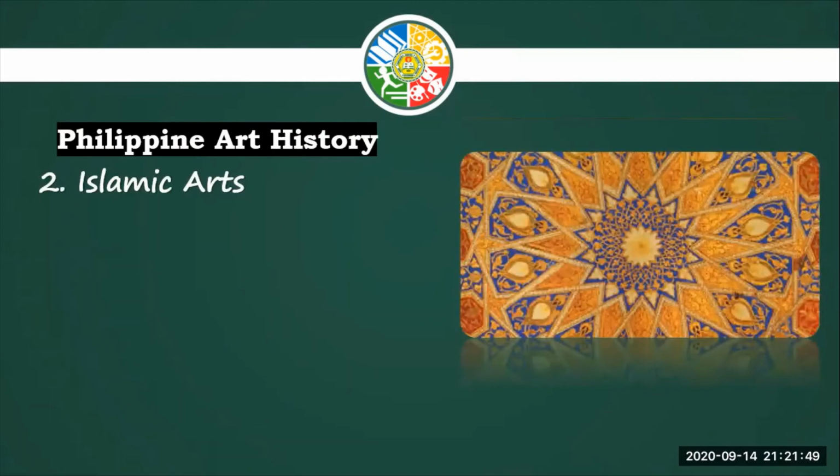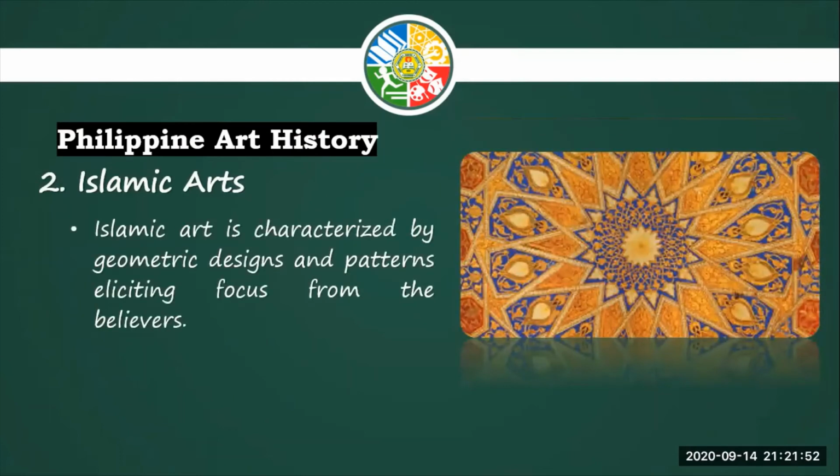Islamic arts. If you have an Islamic friend, you might notice when they are wearing their traditional attire that the decorations or the designs of their garments are more on geometric shapes and patterns. Geometric in the sense that it is composed of repeated shapes that can form patterns. That is the nature of Islamic art, geometric designs and patterns. Islamic art can be seen more in the island of Mindanao and is not very popular in the other islands.